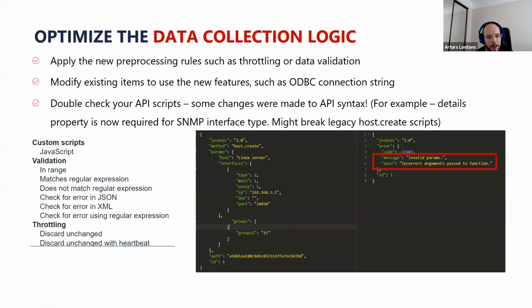Definitely do that. There have been some changes made to the API syntax. For example, the details property is now mandatory for SNMP interface type. Might break your, for example, host create scripts, because over here I was missing that details section and I got invalid parameters. Worked before, doesn't work now. So just add one line, well, a couple of lines, but it's a small array and you'll be good to go.